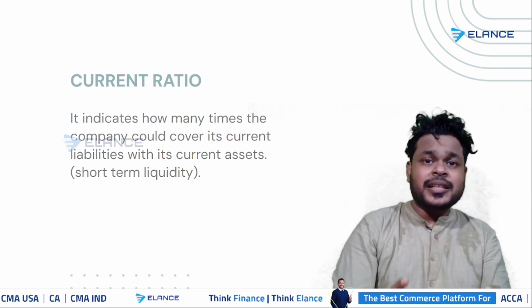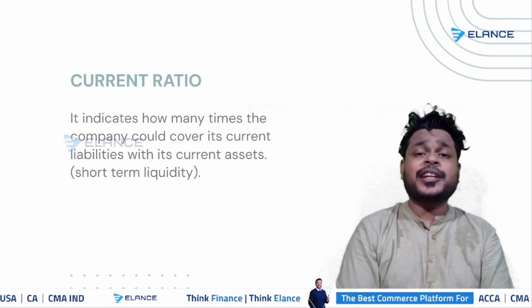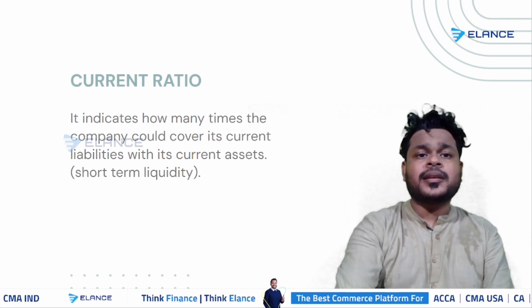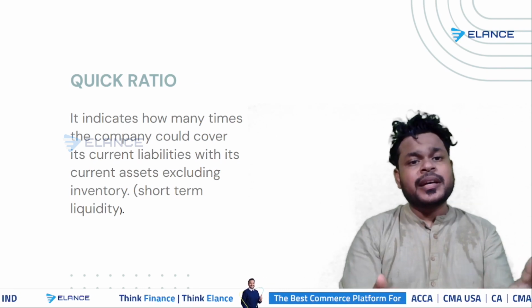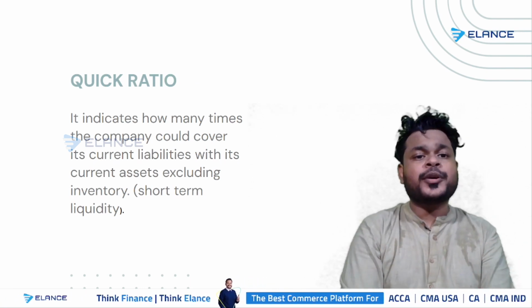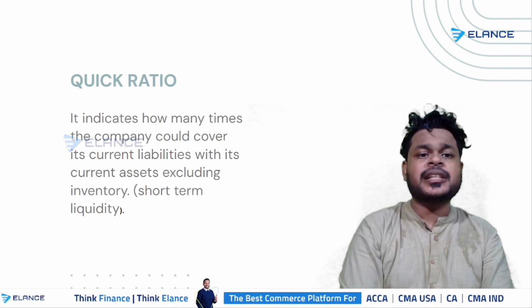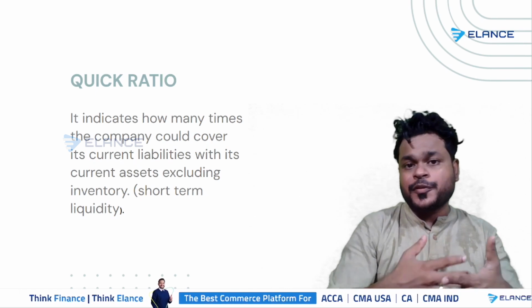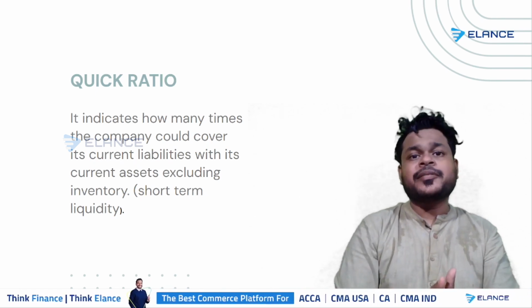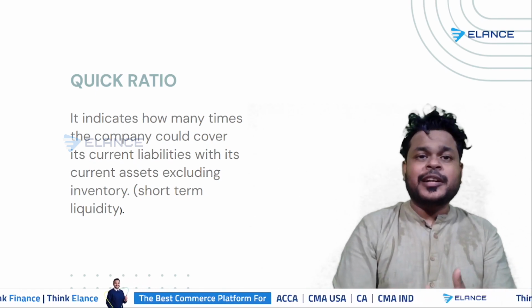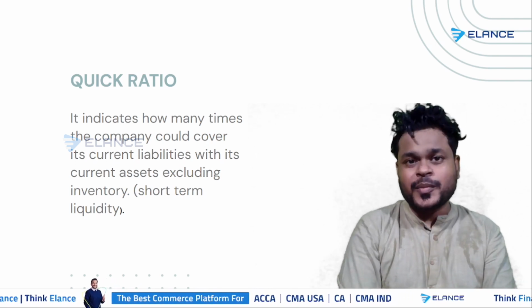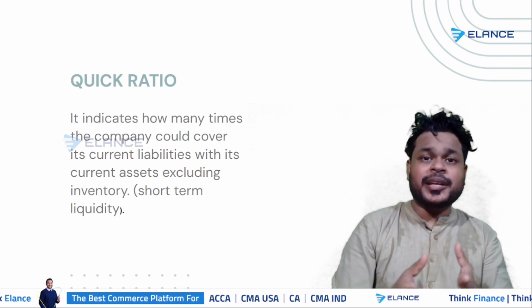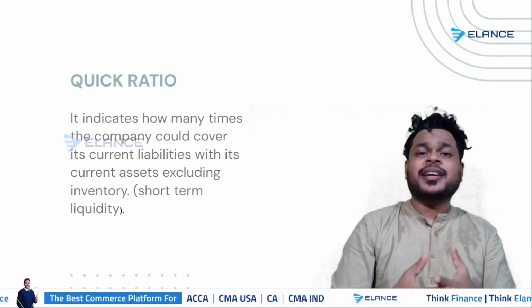Okay, so these are the points that you have to take care of while you're writing the current ratio answer. The same goes with quick ratio, because over here it indicates how many times the company could cover its current liabilities with its current assets, excluding inventory. So you took off inventory from it. So if your closing inventory was higher, it wouldn't have affected your quick ratio. So you cannot compare that point which you took up in current ratio, telling that okay, closing inventory is high, that's why this is not good.